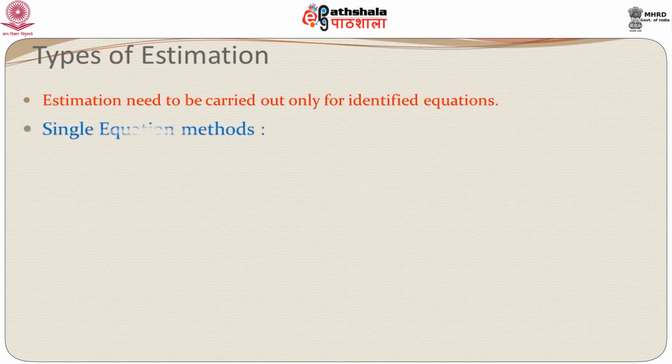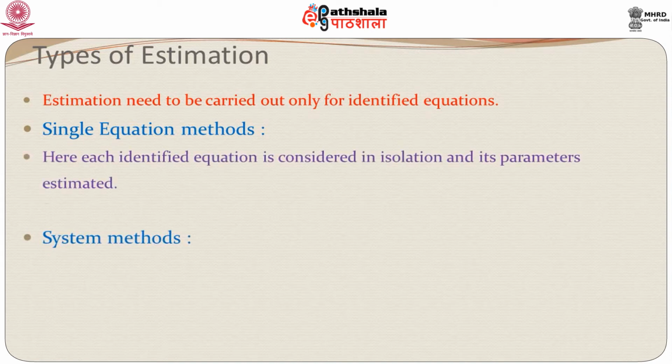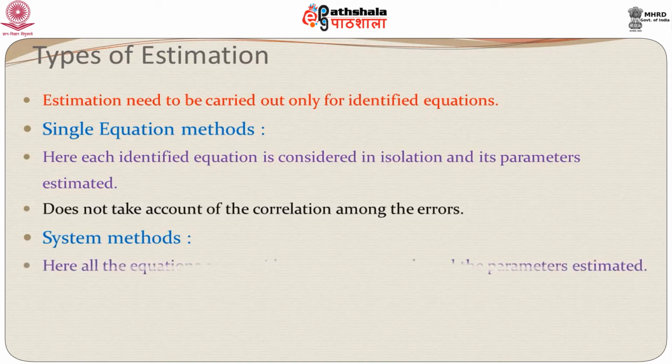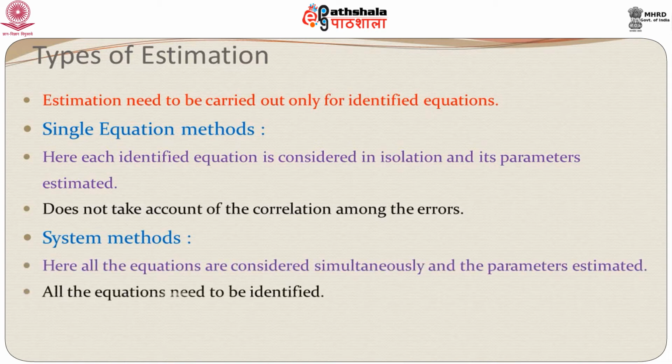Now, there are broadly 2 methods of estimation. The first one is the single equation methods, and the second one is the system methods. In the single equation method, each identified equation is considered in isolation and its parameters estimated. So, we look at each of these identified equations one at a time and then estimate its parameters with regard to its own.